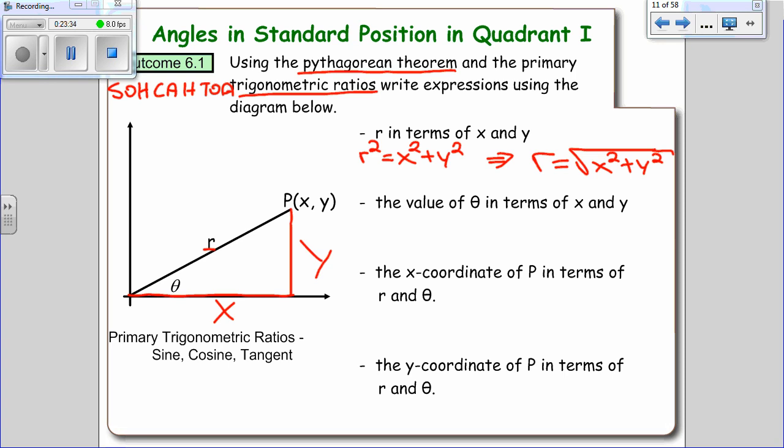The next thing we're going to do is talk about the value of theta. If you look in this question, theta is your standard position angle. Right? Positive x-axis up to the terminal arm. That would be my standard position angle. They want you to write the value of theta in terms of x and y. To do that, we're going to use SOHCAHTOA, because that's how we connect side lengths with angles. So using SOHCAHTOA, that would make this the opposite, this the adjacent, and this the hypotenuse.